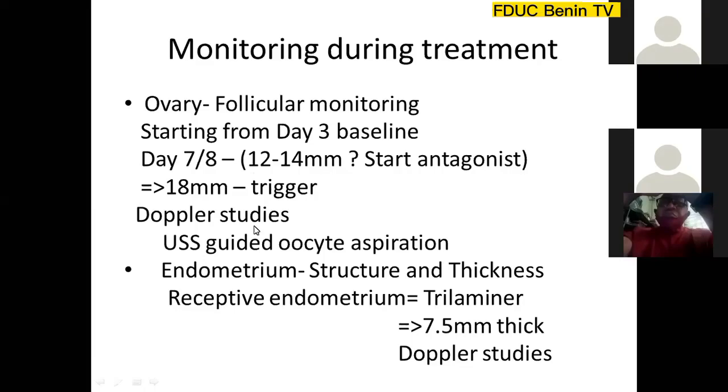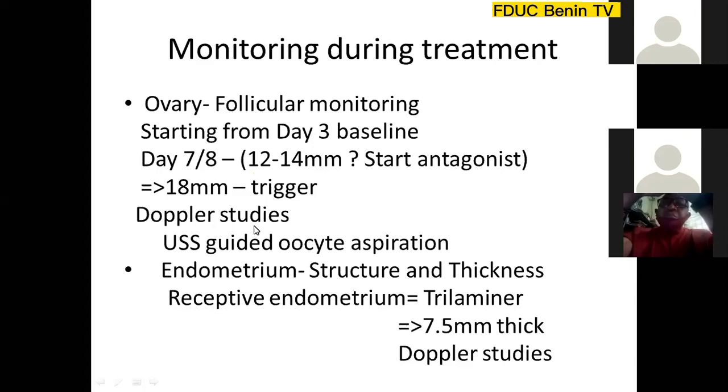If you show evidence of vascularization, you know that follicle is mature. Generally, by the time the follicle is 18 millimeters and above, you should be having vascularization at least around 75% of the periphery of the circumference of the follicle to say, yes, this follicle is mature.